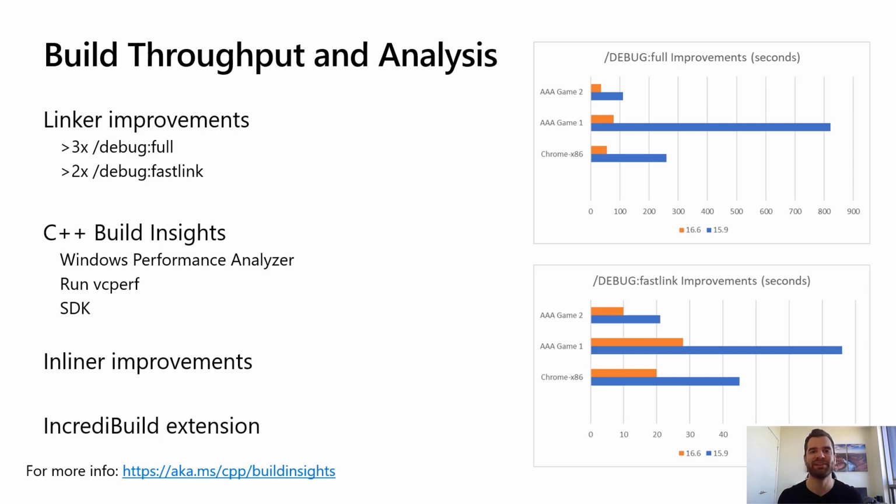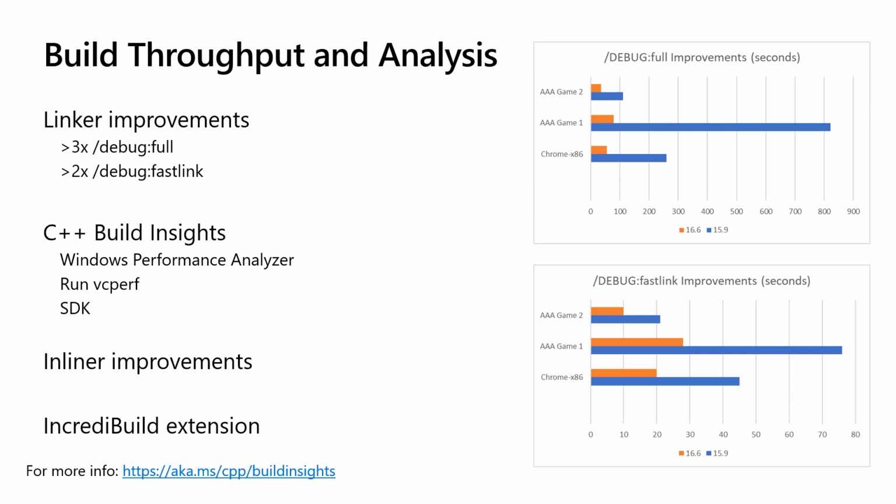But Nick, what about my builds? I'm glad you asked. We've done quite a bit to improve your build experience. For example, we've greatly improved our linker. You'll notice that when compared to Visual Studio version 15.9, you'll see anywhere from a 3x to 10x improvement in your link time for /debug:full in Visual Studio version 16.6. Additionally, for /debug:fastlink, you'll see around a 2x improvement. And to do this, we had to improve our core data structure and algorithm implementations.